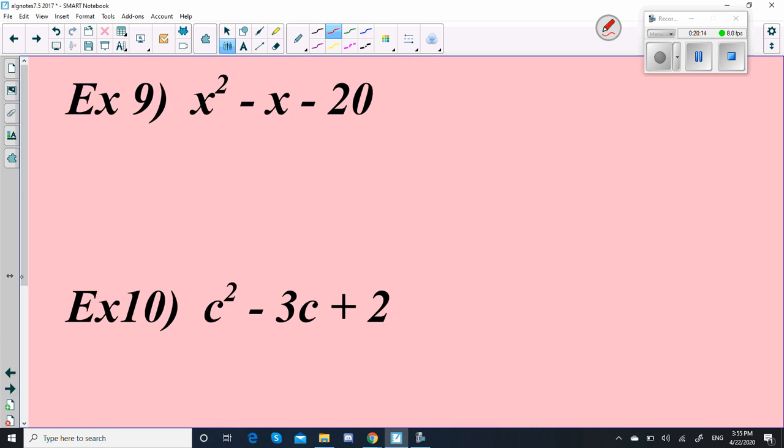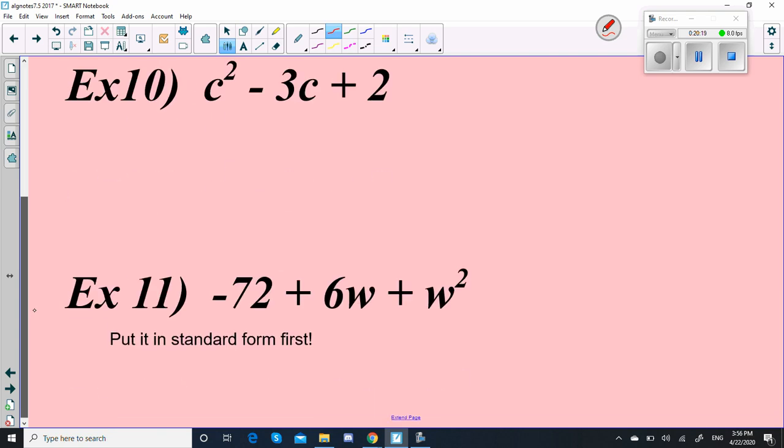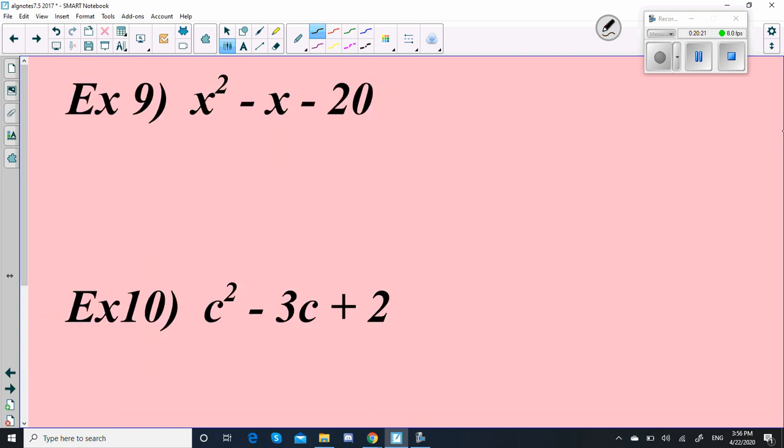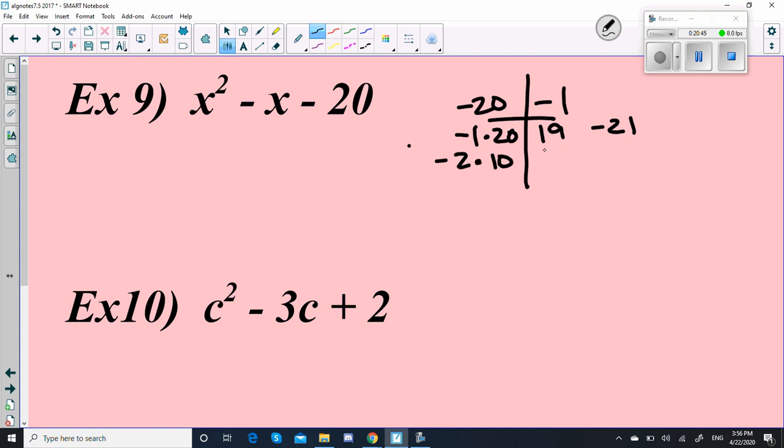All right, press pause. I want you to try 9 and 10. And then stop. All right, so on this one, I'm looking for factors of negative 20 that give me negative 1. Okay, so I'm going to start, and notice there's negatives everywhere. So I'm going to start with negative 1 times 20. If I add them, that's 19. If I subtract them, that's negative 21. See how far away I am from negative 1? Let's try 2. Negative 2 times 10. If I add them, that's 8. If I subtract them, that's negative 12.